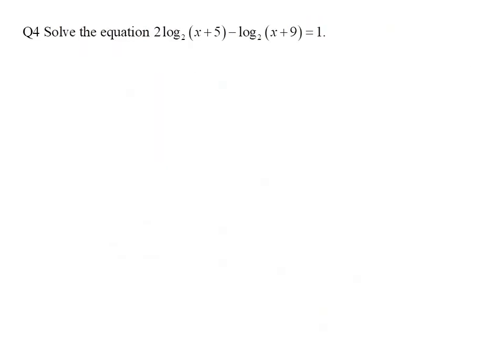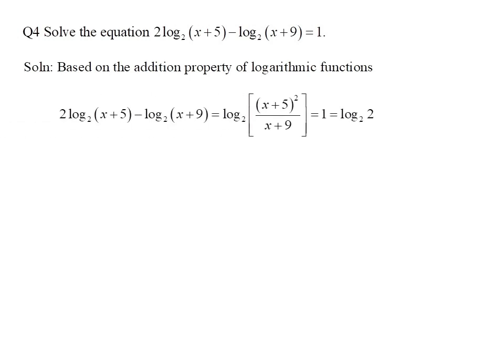Question 4 is to solve a logarithmic equation. 2 logarithm base 2 of (x plus 5) minus logarithm base 2 of (x plus 9) equals 1. Based on the addition property of logarithmic functions, the equation can be written as logarithm base 2 of (x plus 5) all squared over (x plus 9) equals logarithm base 2 of 2.